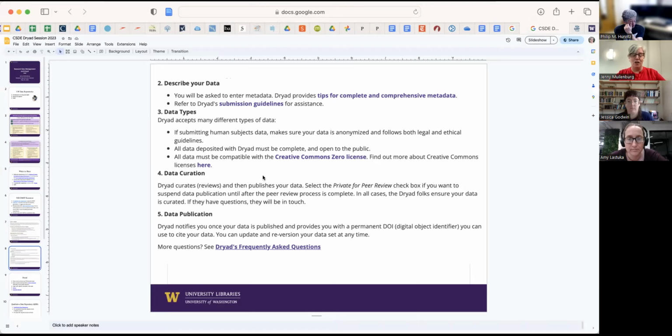They'll make sure that the data that you shared matches the metadata that you've provided, that the description is correct, et cetera. And then once they've gone through that process, it's live.